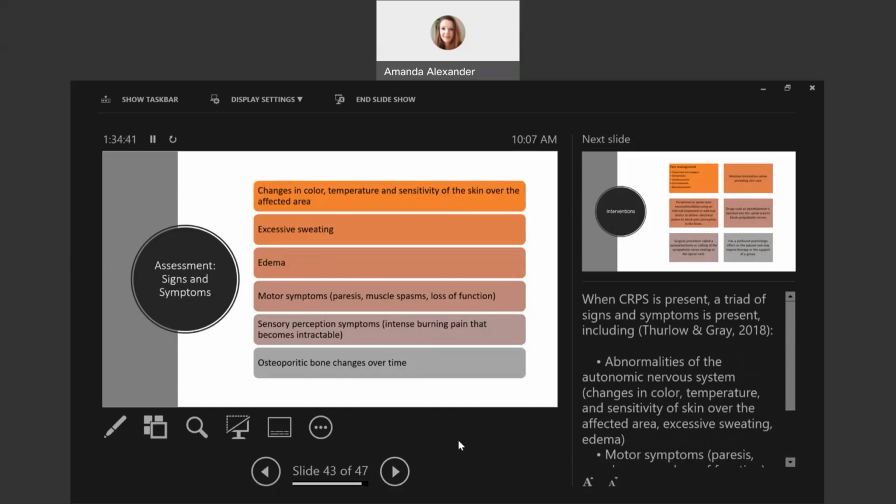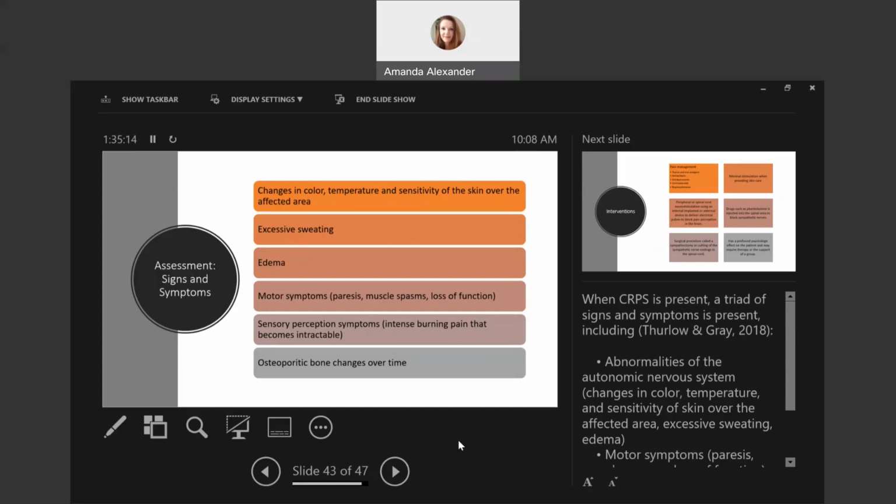Assessment, signs, and symptoms. We're looking for that change in color, the temperature, the sensation to the skin. Does the patient have any excessive sweating? Now, with complex regional pain syndrome, there's a triad of symptoms that present. These abnormalities are autonomic nervous system changes. So that's why you're going to see the color, temperature, and sensitivity changes to the skin.